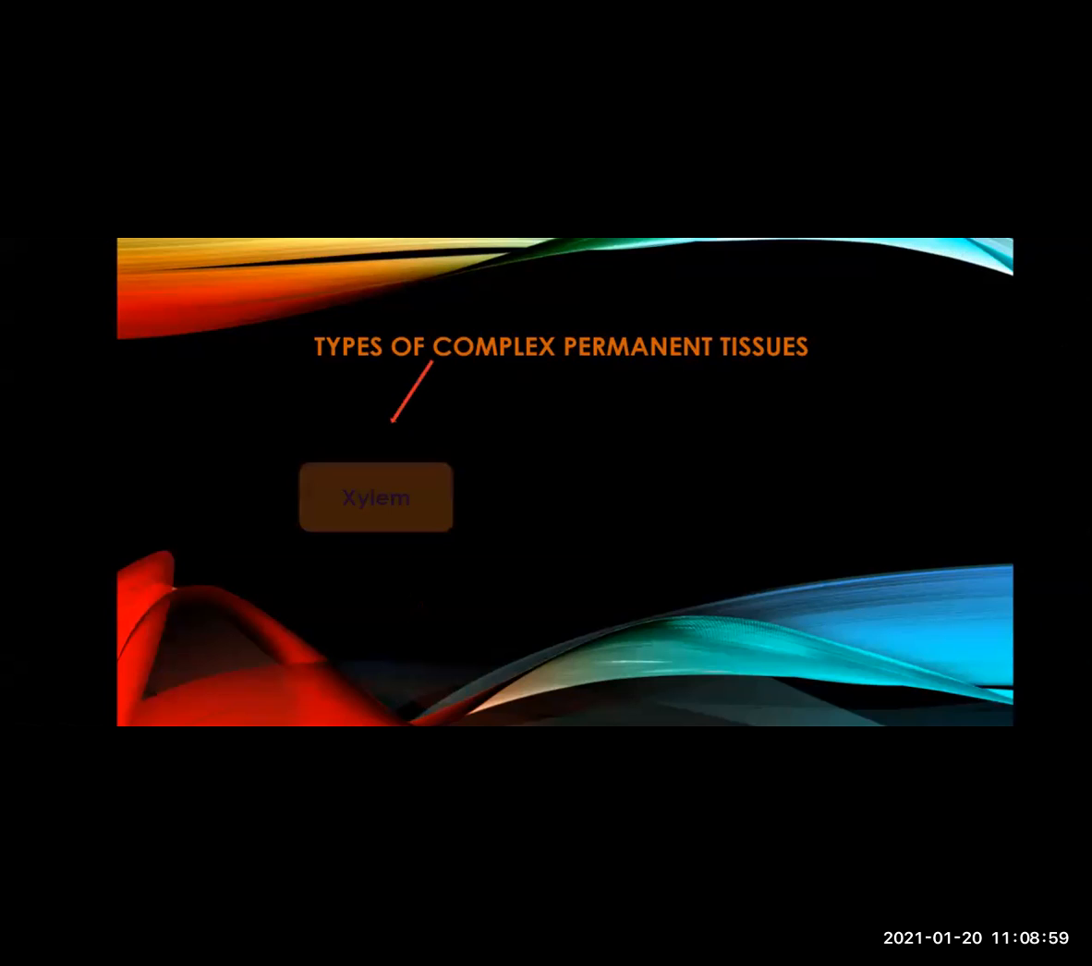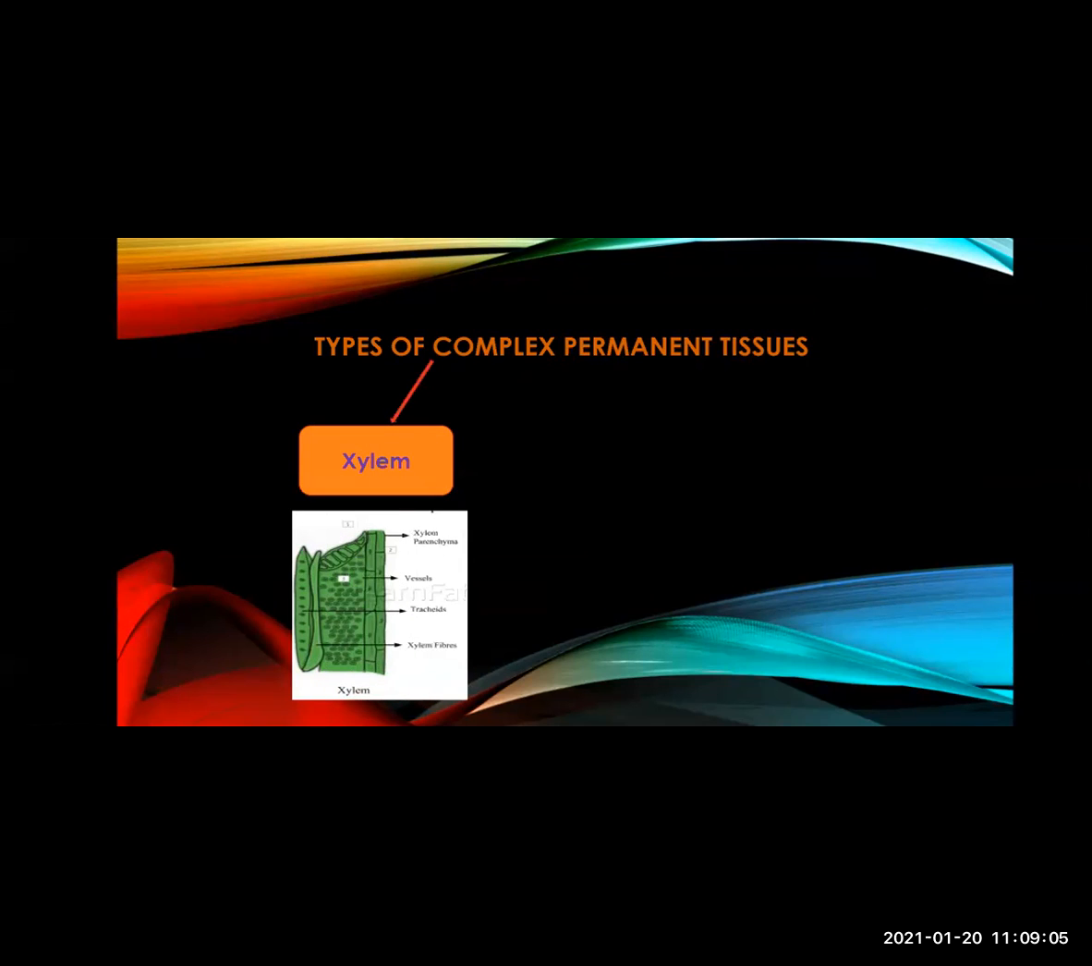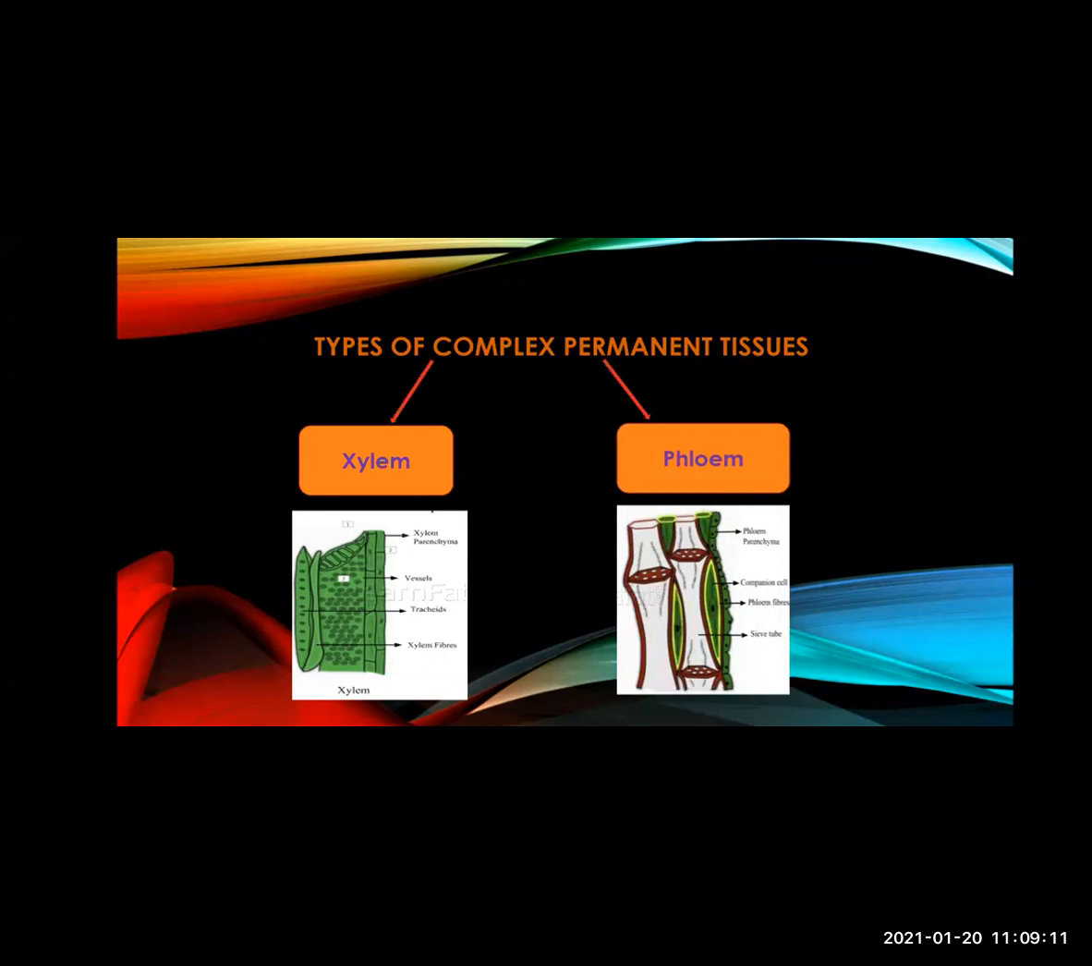There are two types of complex permanent tissue. One is xylem. This is how the xylem looks. And the second is phloem. This is how the phloem looks. Now, let us study this in detail. First, xylem.